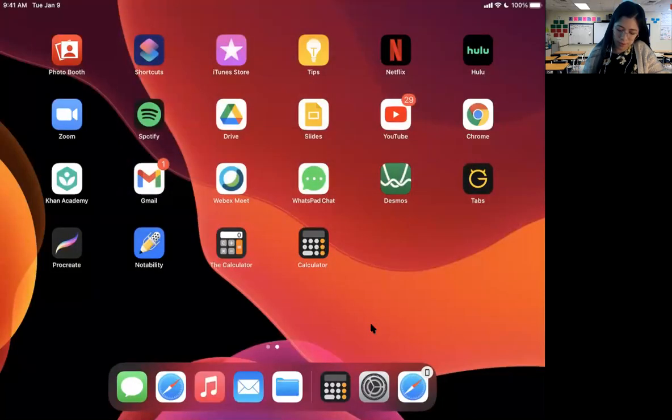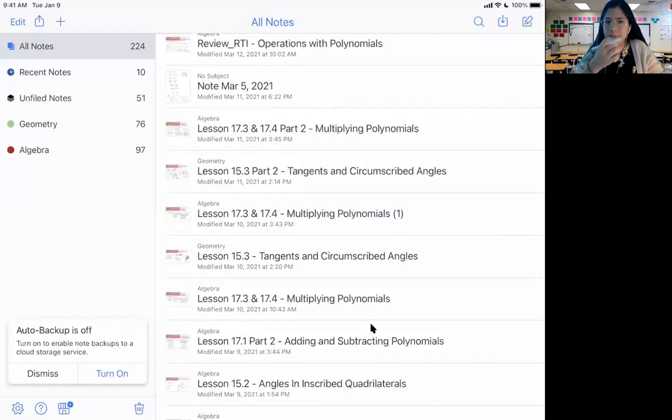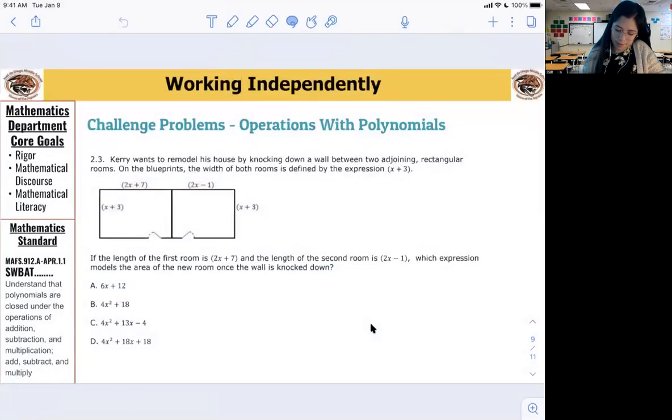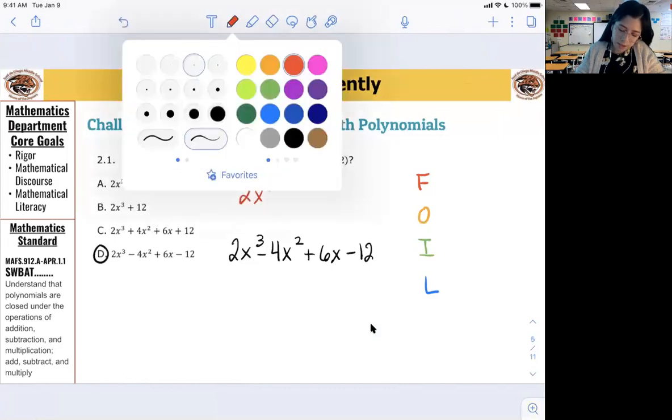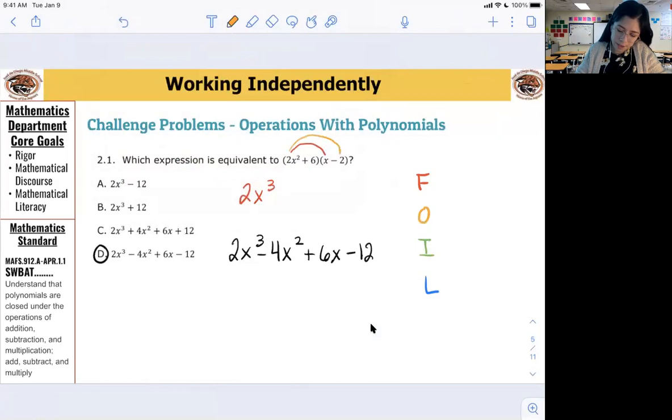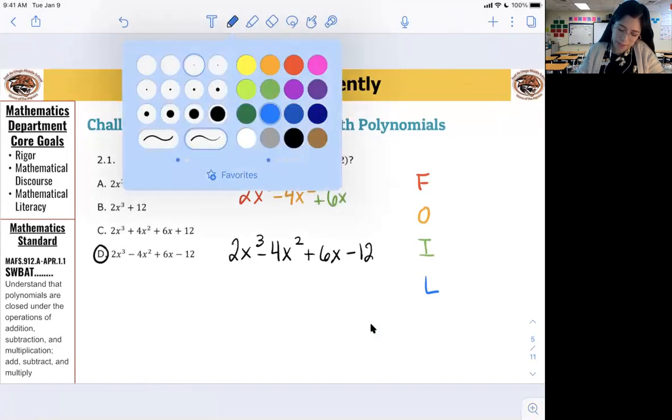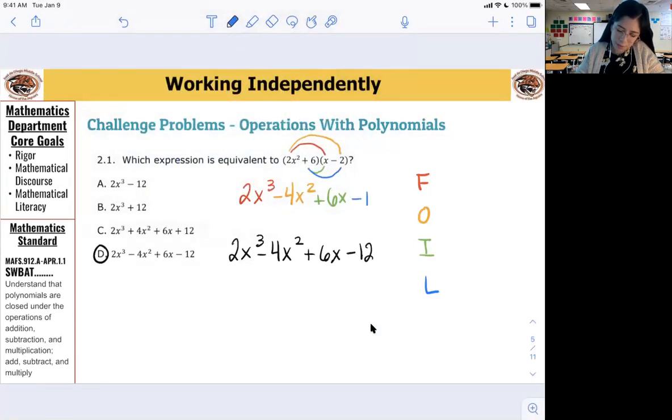Oh, okay. It quit on me. It happens sometimes. Okay, so let's go ahead and check it out with FOIL. With FOIL, first times first, I'm doing 2x squared times x. So I get 2x to the power of 3. Outside terms, 2x squared and negative 2. That's negative 4x squared. Inside terms, positive 6 and x. That's positive 6x. And last, 6 times negative 2 is negative 12. So D, again, is the correct response.